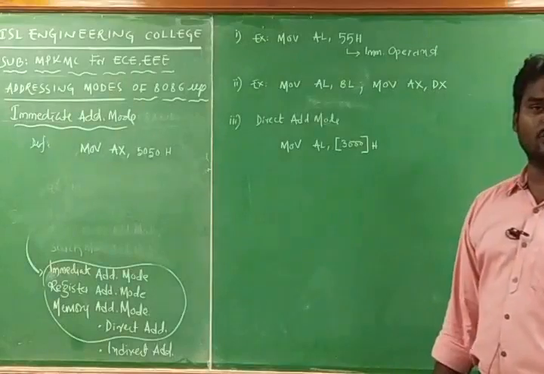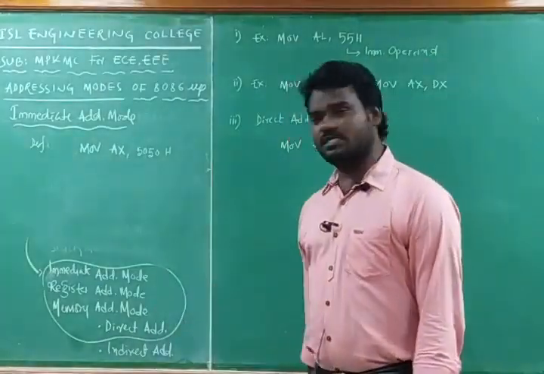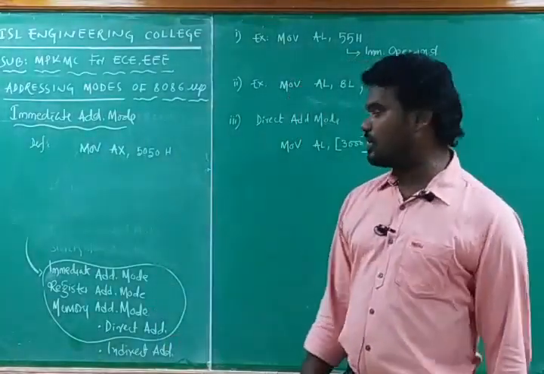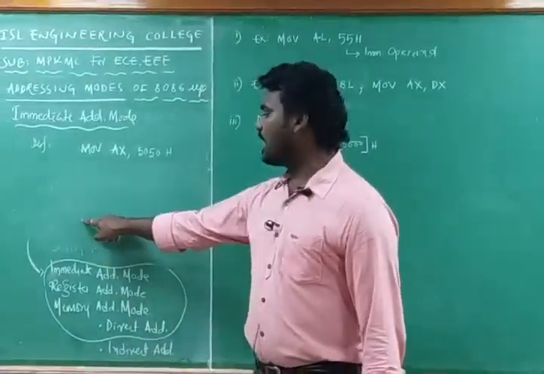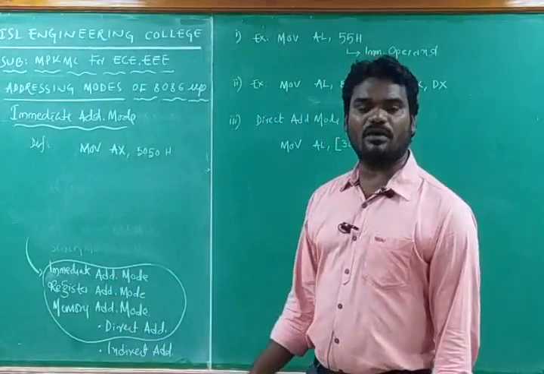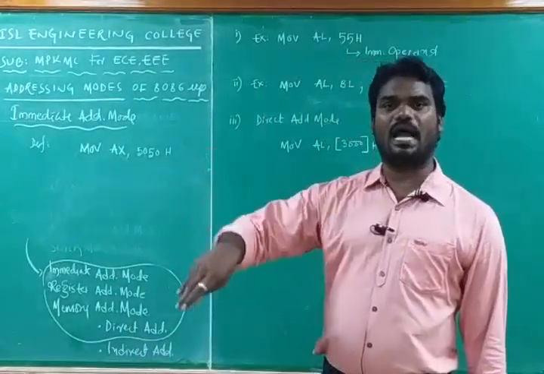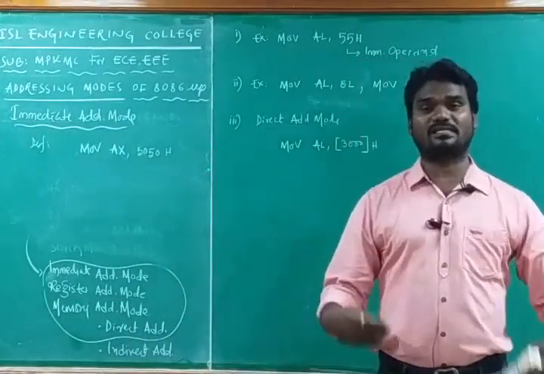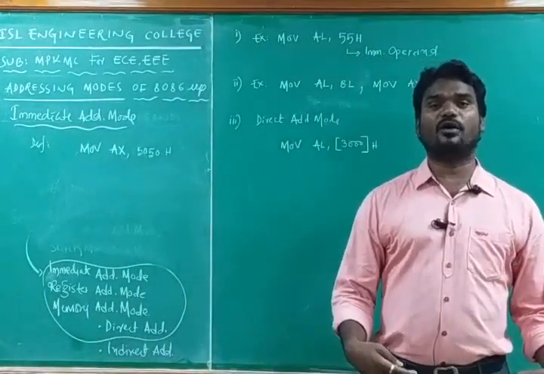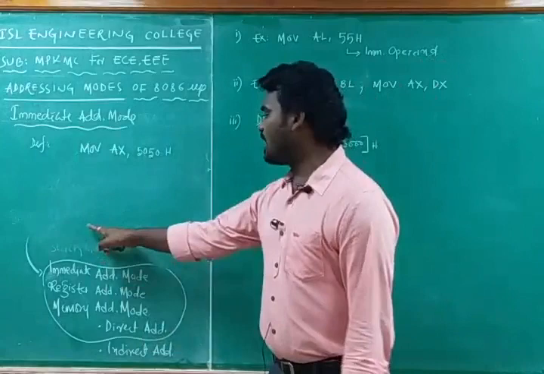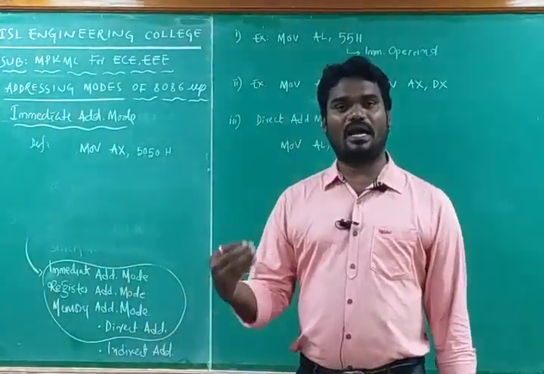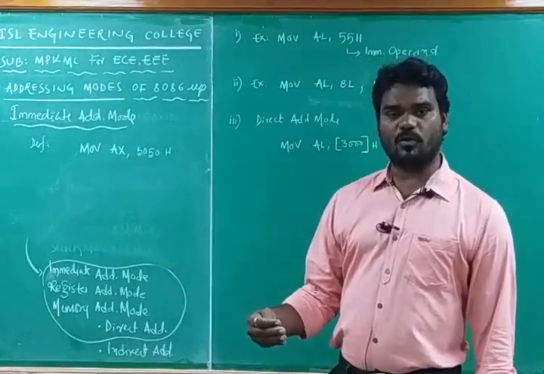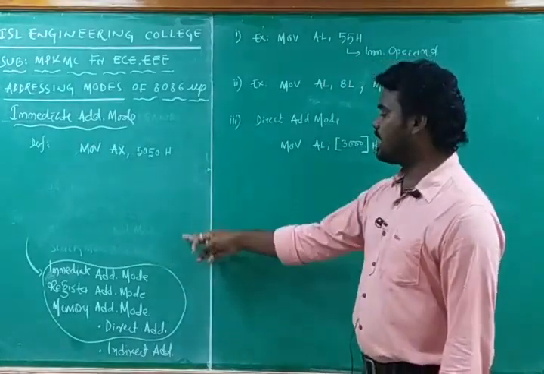First addressing mode is what? It is immediate addressing mode. Second one is register addressing mode. Third one is memory addressing mode. All these come under data addressing mode. That means we are performing some instructions over the data only. The way the data is accessed by the 8086 microprocessor is called the data addressing mode.